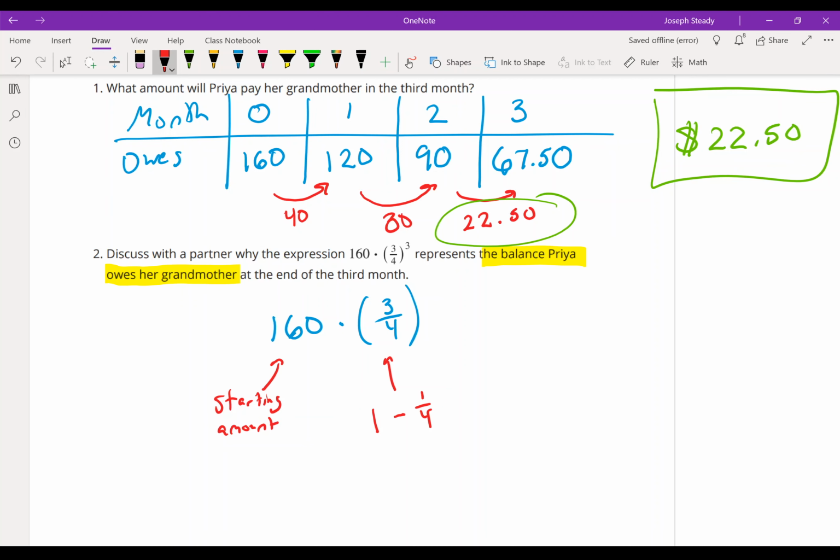Or another way to think about this, I'm going to go to the classic example. If you have a pizza and you take away 1/4 of it, you're left with 3/4 of it. So that's why we're multiplying by 3/4 each month. And then there's this little exponent of 3. Well, that exponent of 3 is just because 3 months have passed, so we are multiplying by 3/4 3 times, because exponents do repeated multiplication. So that's why this expression will successfully figure out the balance Priya owes at the end of the third month.